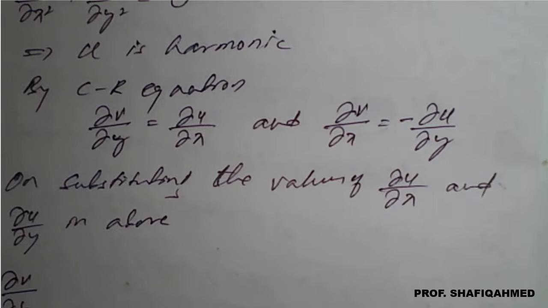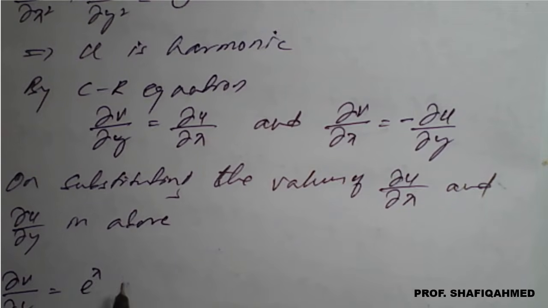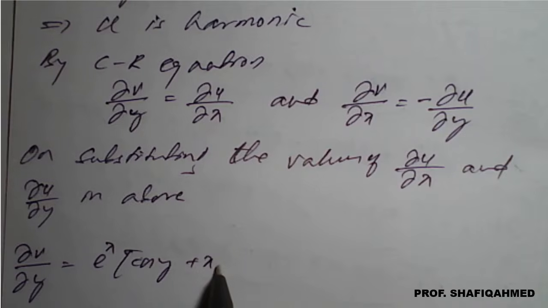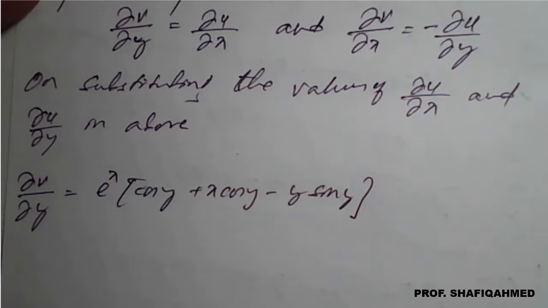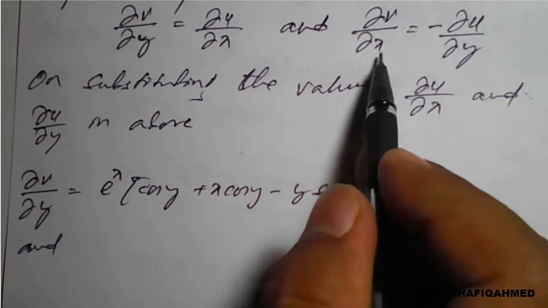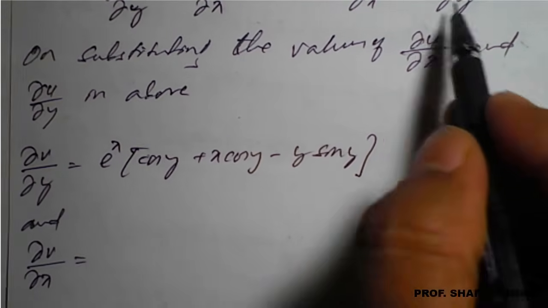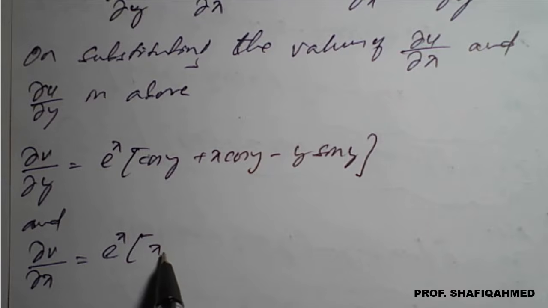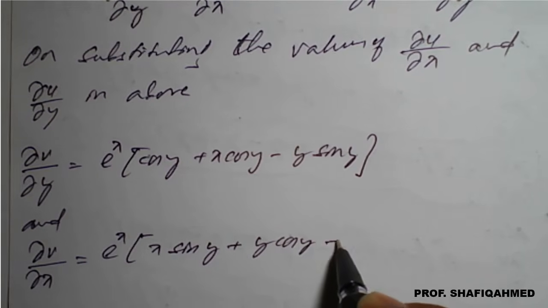we'll get ∂v/∂y is equal to the value of ∂u/∂x, that is the first partial derivative with respect to x, we got it as e^x into cos y plus x cos y minus y sin y, and similarly ∂v/∂x will be, if you write minus times ∂u/∂y, so if you multiply the minus sign inside the bracket, we'll get e^x into x sin y plus y cos y plus sin y.